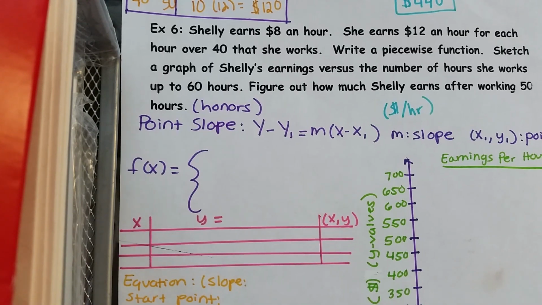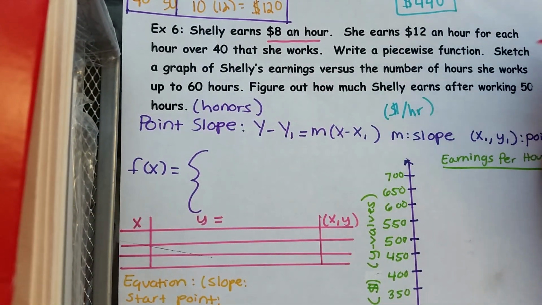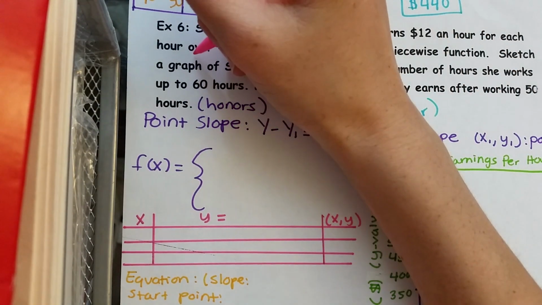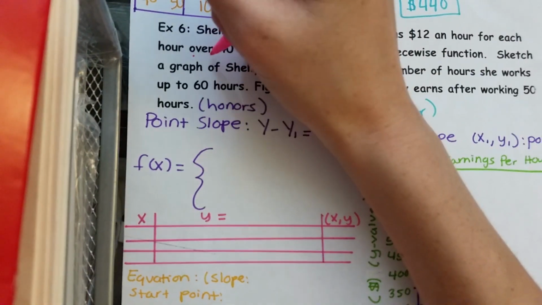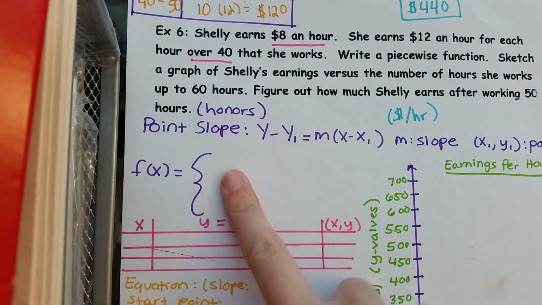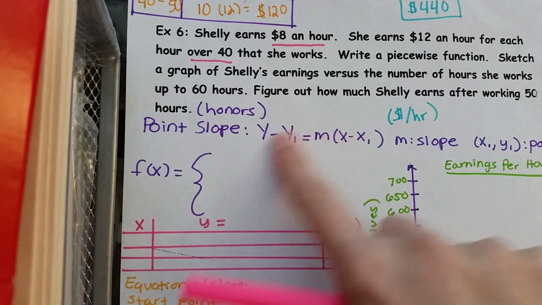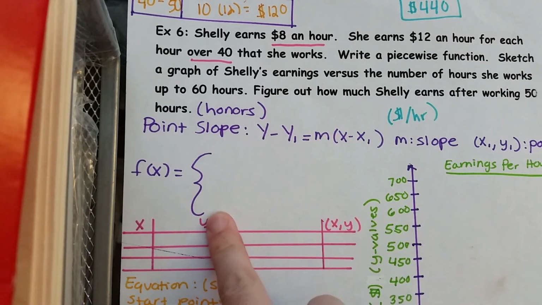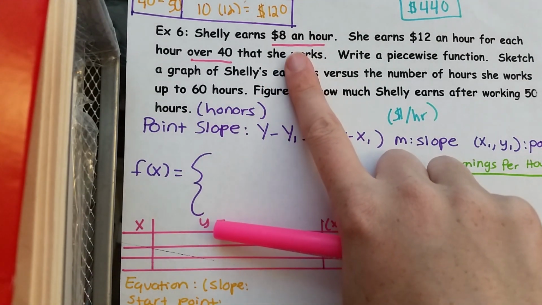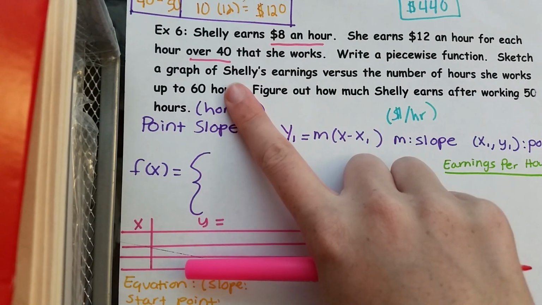So the first scenario we're going to talk about is the $8 per hour, which surrounds the 40 mark, which in this case will be under 40. So when we write our piecewise function, the first thing I like to do with word problems is write the bounds or inequality, not the function. So she makes $8 per hour up to 40, and 40 can be included.